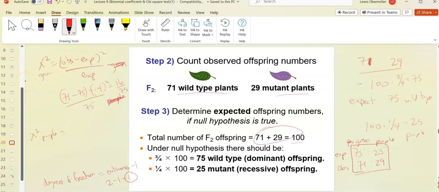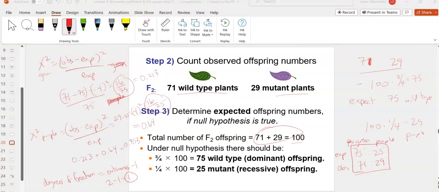So we do observed minus expected, squared, over expected. And here, observed is 29 purple, and expected is 25. So again, we have 4 squared, which is 16. And our expected here is different. So in this case, we're dividing by 25 and not 75. So let me do the math real quick, and I'll be right back.